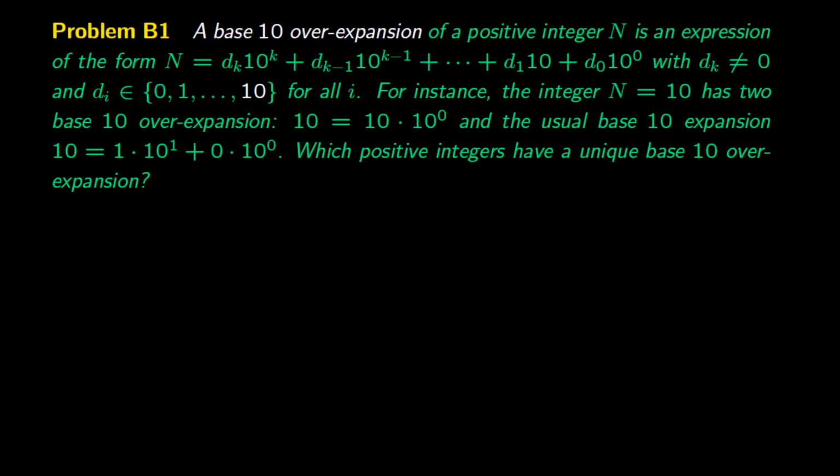For example, 10 can be written in two different over expansions. One is 10 times 10 to the 0, and the other is 1 times 10, plus 0 times 10 to the 0. The question is to describe all positive integers that have a unique over expansion.